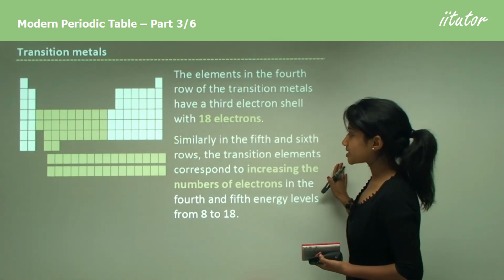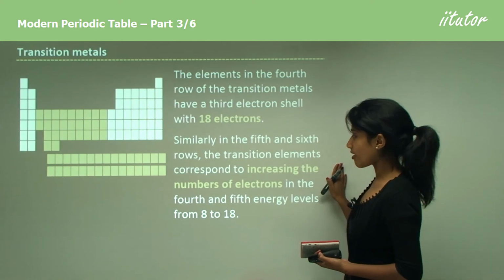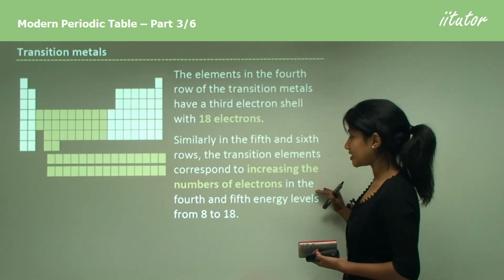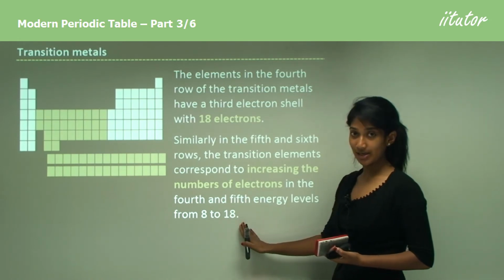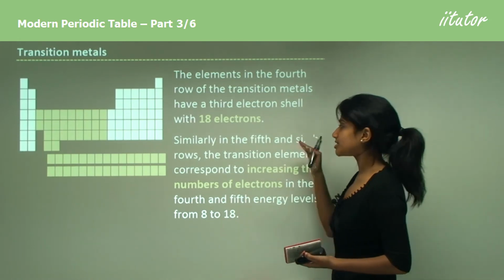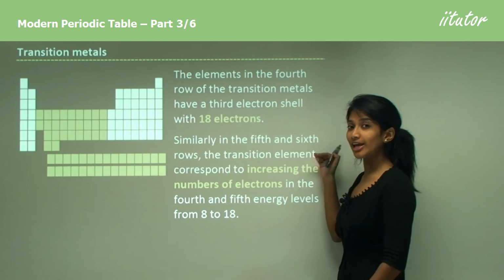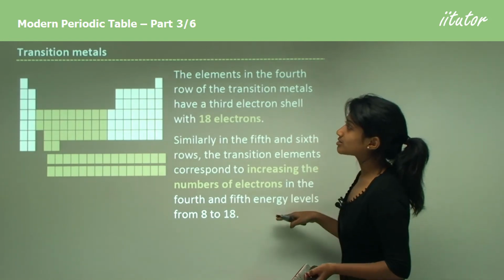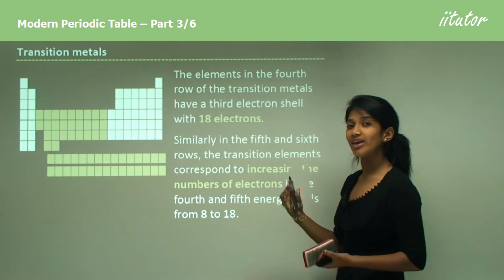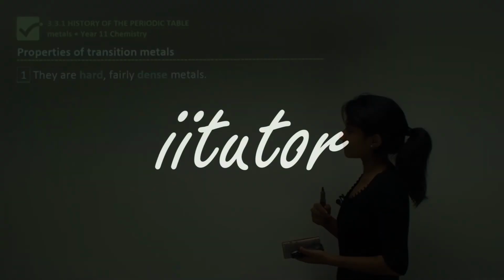Similarly, the 5th and the 6th rows of the transitional elements correspond to an increasing number of electrons in the 4th and 5th shell from 8 to 18. So you can see that there is an increasing pattern of electrons going from 8 to 18, and that's how the transitional metals and the electron shell behave.